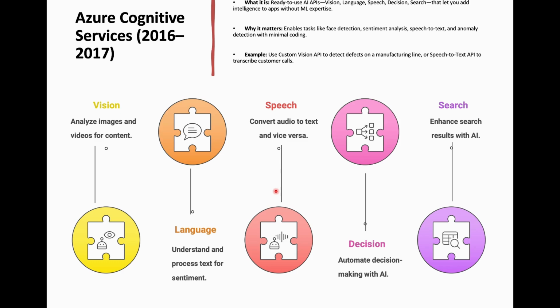Then we have Azure Cognitive Services. It is rebranded as Azure AI Services. Azure AI Services offer ready-to-use APIs for vision, speech, language, decision and search. You can do face detection, sentiment analysis, speech to text and more with very little code. Example, like detecting a defect using the Custom Vision API or transcribing calls with speech to text.